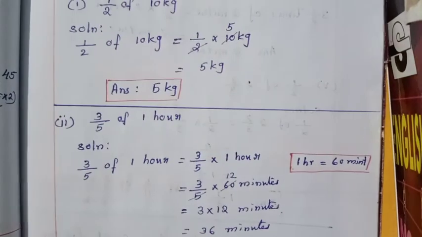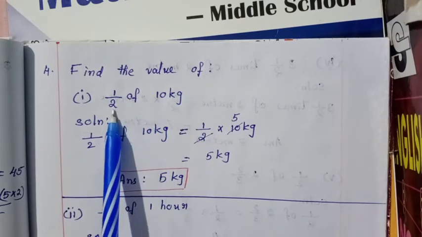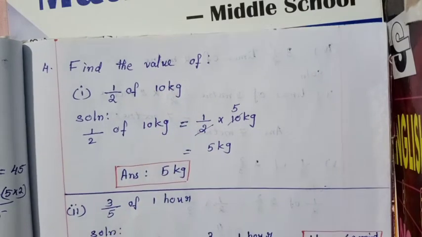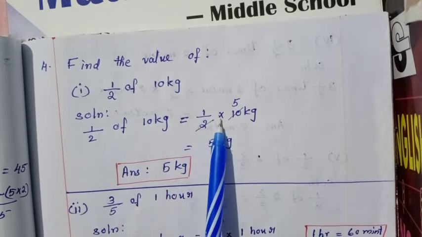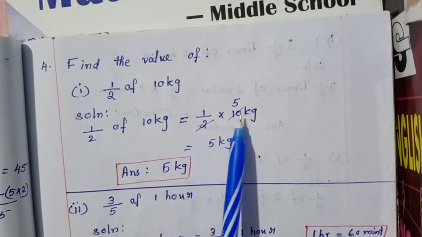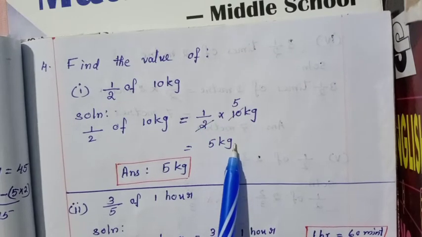Next, question number 4. Find the value of 1 by 2 of 10 kg. 1 by 2 of is here, so "of" is converted into multiplication: 1 by 2 into 10 kg. 2 and 10 dividing, cutting, 5. So the answer is 1 into 5, 5 kg.